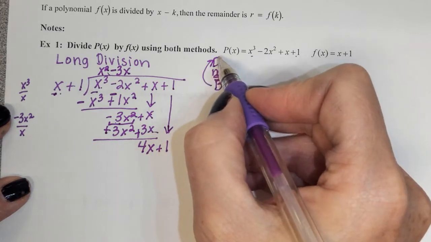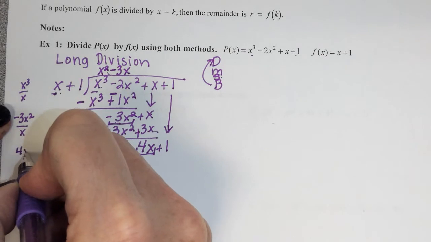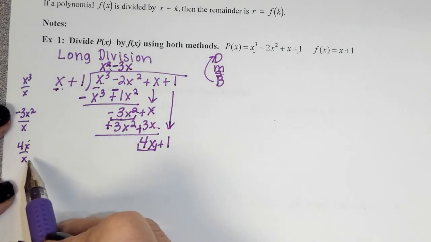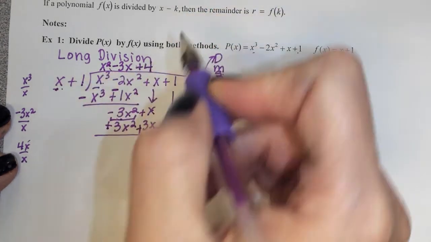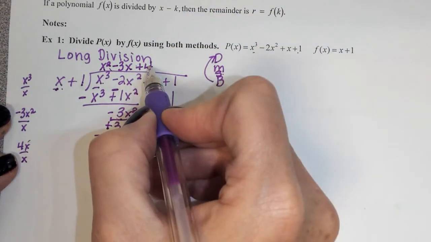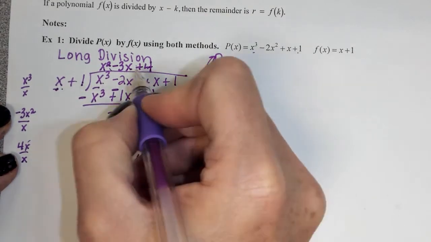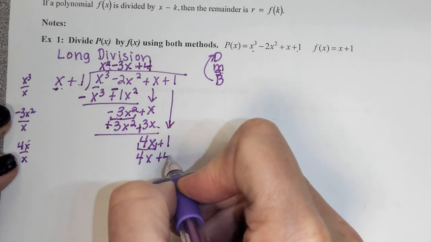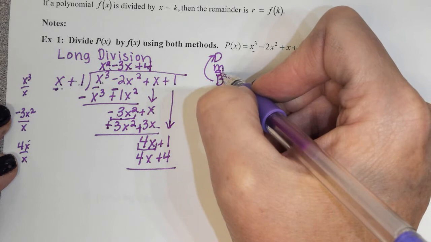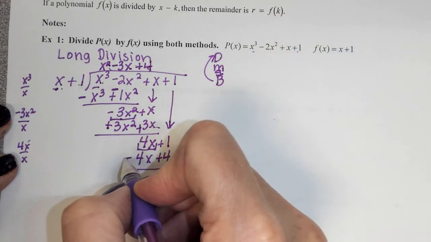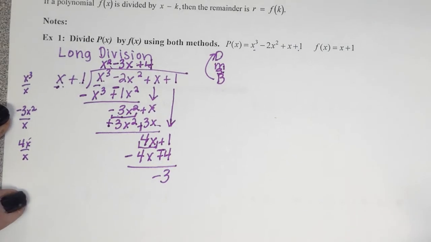And now I go back up to the top and I have to divide. I have to divide 4x by x. What's 4x divided by x? So I'm going to put a 4 here. And now I'm going to have to multiply just what I put up there. So 4 times x and 4 times 1. So I just divided and I multiplied. So now I'm to the subtract. So I have to subtract. That's 0. This is -3.